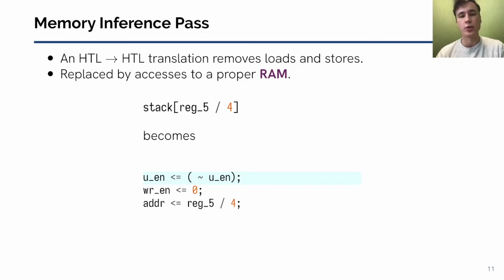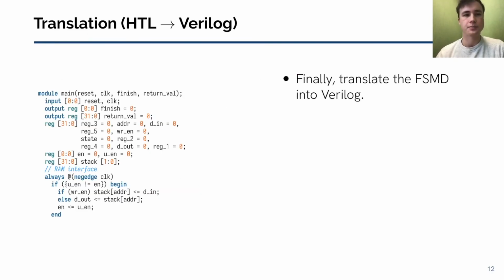So in this case, we're loading a value from reg5 divided by 4. To do this on the RAM, we first enable the RAM. Then we say that we want to perform a load. And then finally, we give it the address from which we want to load. And then on the next clock cycle, the result of that load will be available.